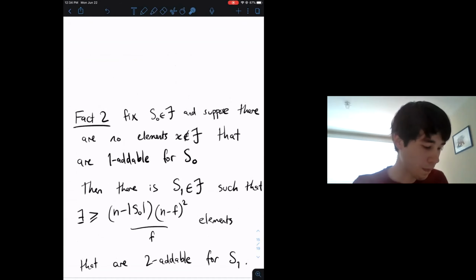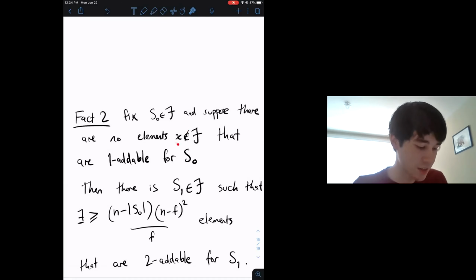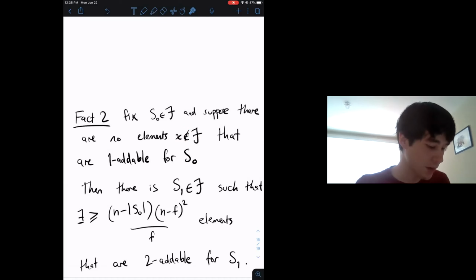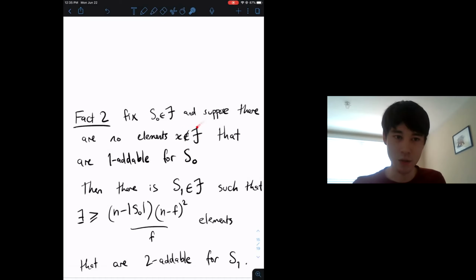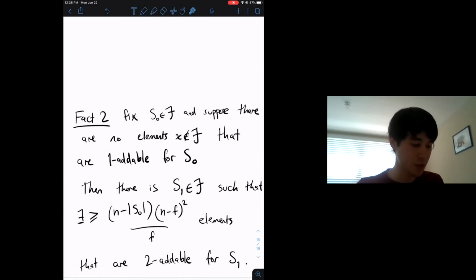So what it says is that if I fix a rainbow independent set S0 in my family, and I suppose that there are no elements X which do not already exist in my family, which are 1-addable for S0. So I'm allowed to assume this, because if this didn't hold, if there was something outside my family that was 1-addable, I could just 1-add it. I'd be happy. But I need to assume this doesn't hold in order for the next thing to be true. So if all the elements which are 1-addable for S0 fall back into the family, then I claim I have this lower bound.